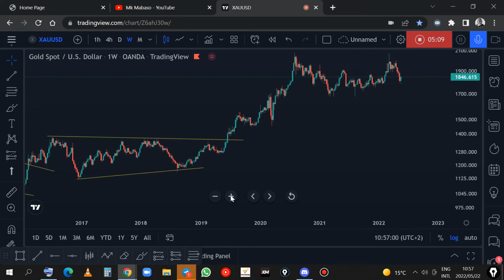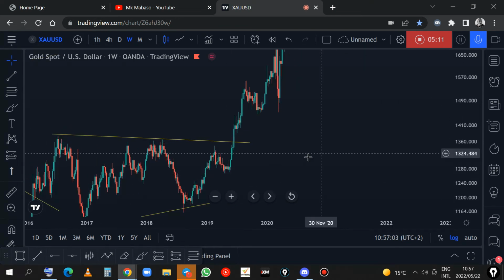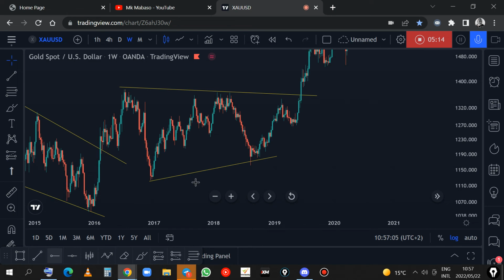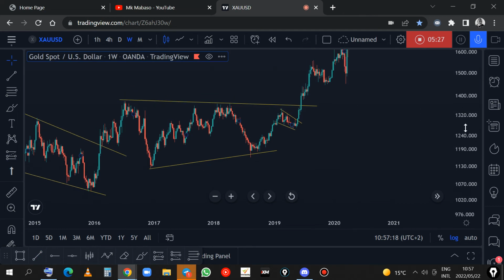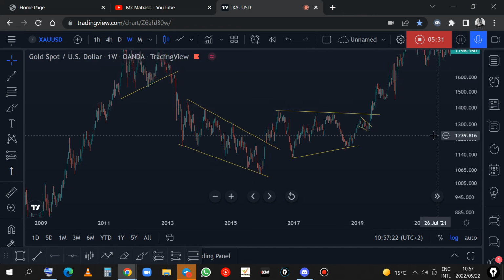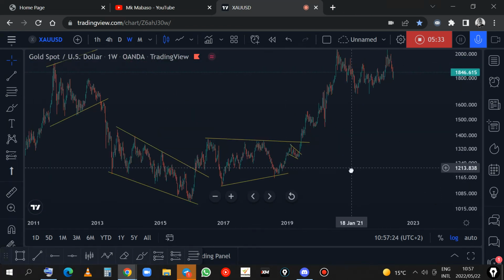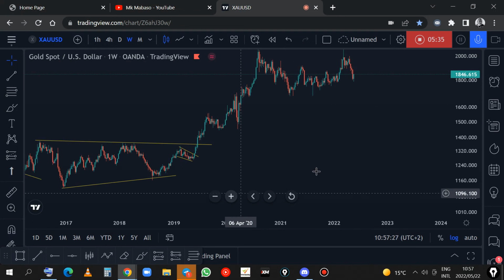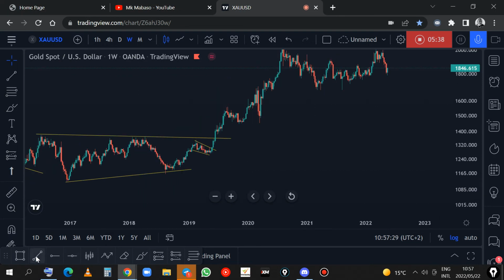So if you zoom in here, just before the price broke out of this, you can see that we had another bullish flag, which is a continuation pattern. So I would advise everybody to go and familiarize themselves with continuation patterns and reversal patterns in the market. See that bullish flag. Price also printed another bullish flag here, right there.